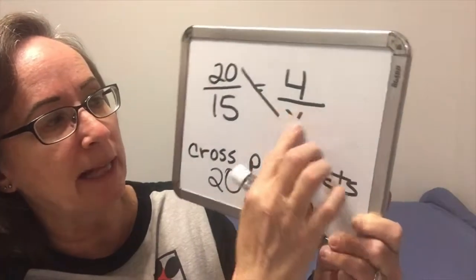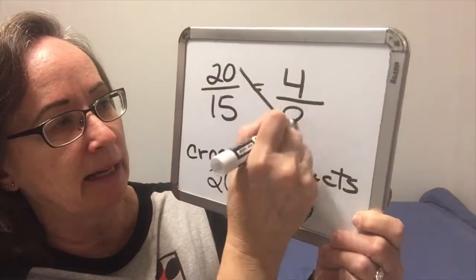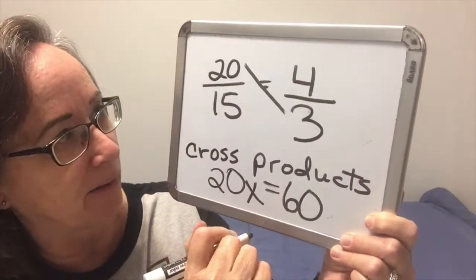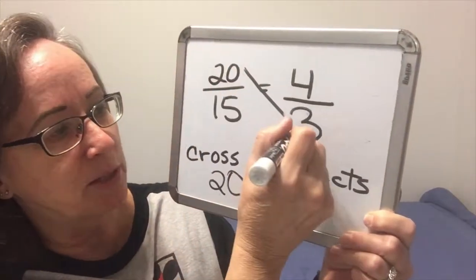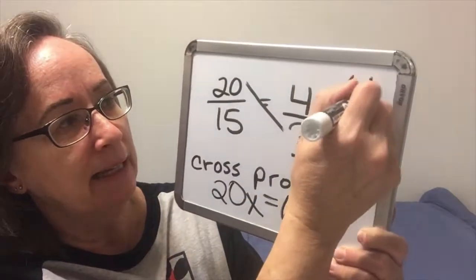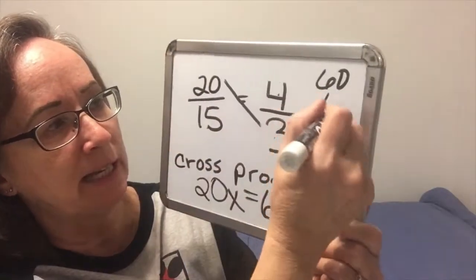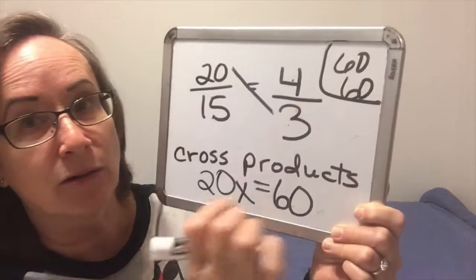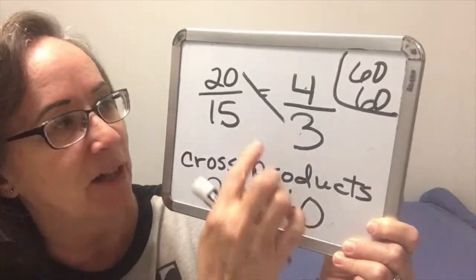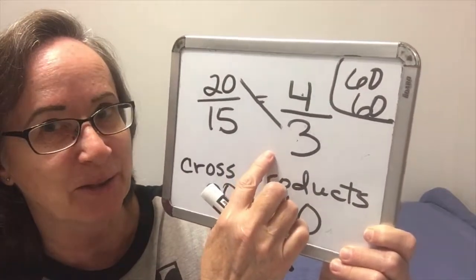So let's replace the x with a 3 and let's check it. Okay, so 20 times 3 is 60. And 4 times 15 is 60. And since the two cross products are now equal, we know this is a true proportion here.